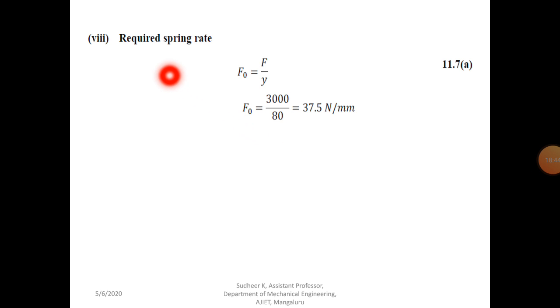Next we have to find out the required spring rate. So that is from equation number 11.7a. The equation is F divided by Y. So force per deflection is nothing but the spring rate. We also call it the stiffness of the spring. It is denoted by F naught here. So F is nothing but 3000, and Y is nothing but 80. So you will get 37.5 Newton per millimeter. So this is the required spring rate.